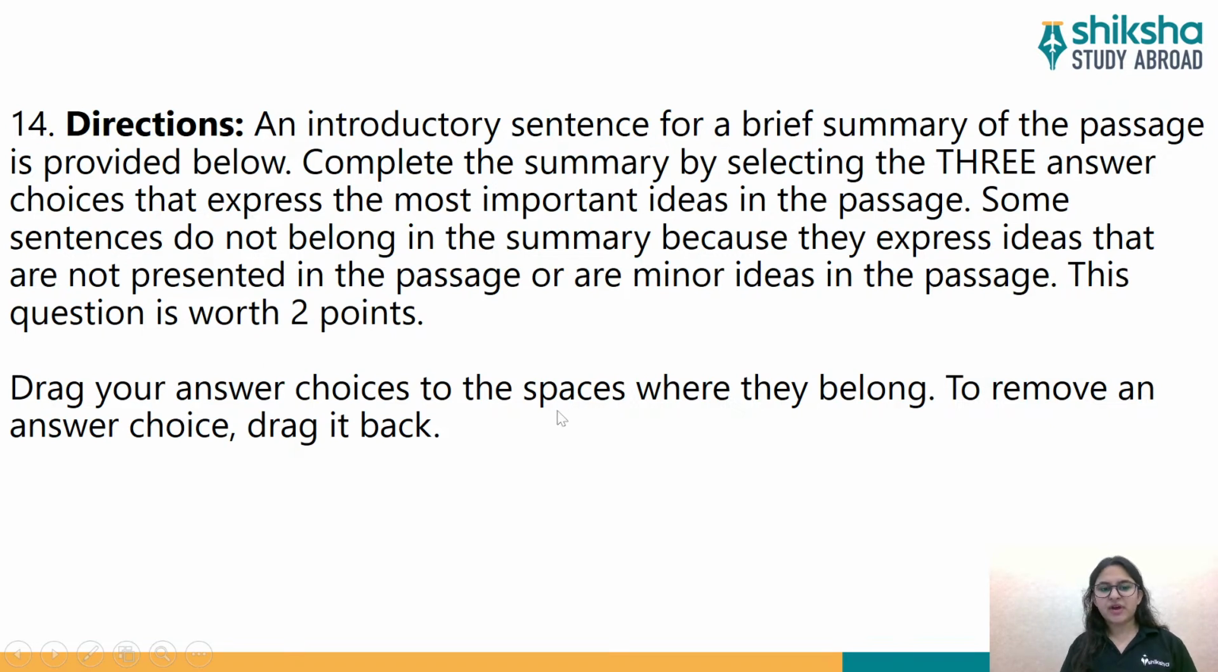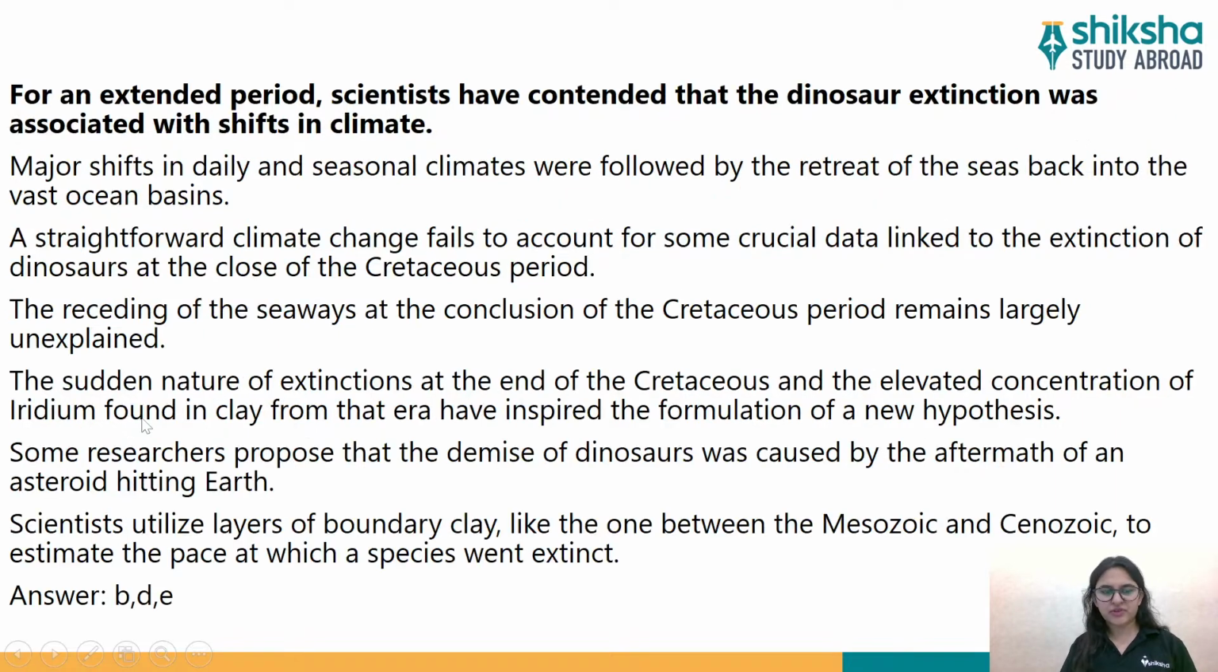Okay, so drag your answer choices to the spaces where they belong. To remove an answer choice, drag it back. So here in this question, you will have the option of dragging it up and down, and you have to start with the major points and then come back to the minor points. You will be able to drag these pointers above, or if you want to get them down, you will be able to drag each and every option anywhere up and down. Okay, that is what you can do. This question is worth 2 marks because your marks are divided. Of course, the answers have been given here: B, D, and E.